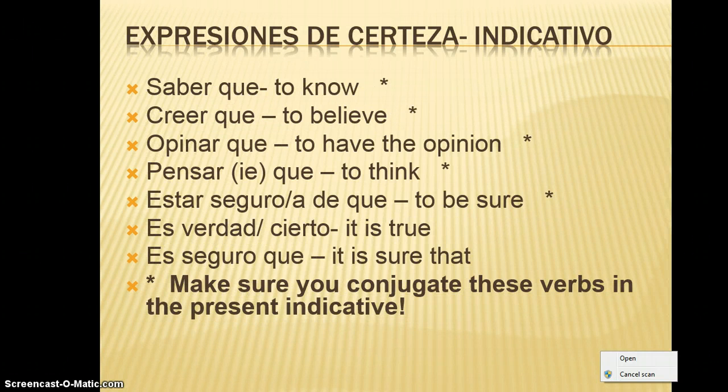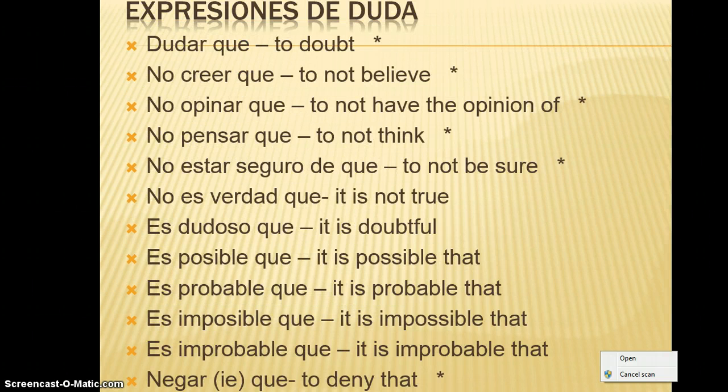Here we have some expressions of certeza. When these expressions appear in the first clause, you would use the indicative in the second clause. The ones with stars have to be conjugated in the indicative. And then the expressions of doubt. Again, as you can see towards the bottom, there are a lot of impersonal expressions. Es dudoso, es posible, es probable, etc. All of these require the use of subjunctive.